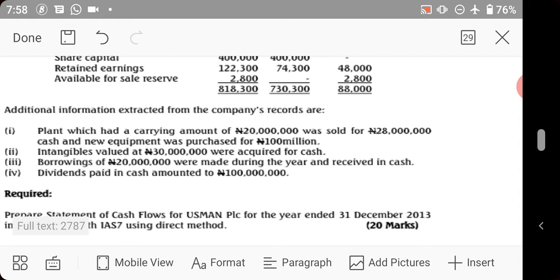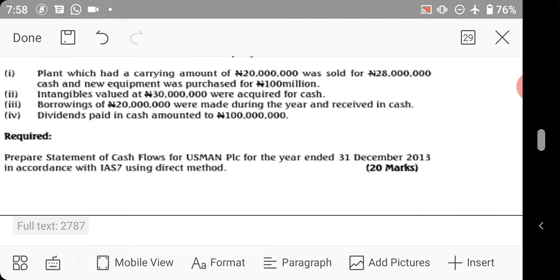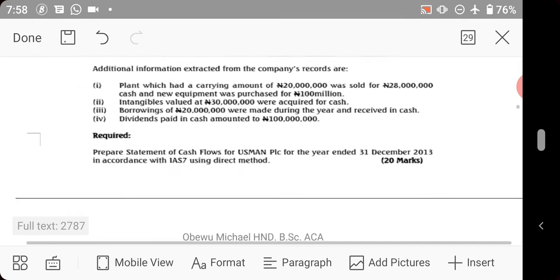And new equipment was purchased for 100 million naira. Intangibles valued at 30 million were acquired for cash. Borrowings of 20 million were made during the year and received in cash. Dividend paid in cash amounted to 100 million. You are required to prepare the cash flow statement for Usman as at December 2013 in accordance with IAS 7 using the direct method. 20 marks.